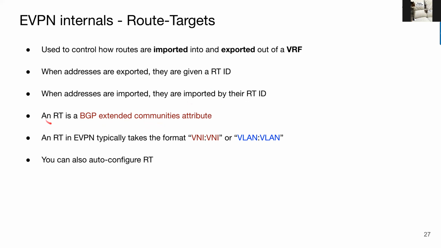All right, so yes, the route target is in that extended communities attribute, which you may or may not remember from the previous slide. And the route target will typically take the format of the VNI colon VNI or VLAN colon VLAN. It can be whatever you want it to be. You can also auto configure the route target, but we don't typically recommend auto configuring anything. In multi-homing, we might auto configure the LACP ID, but you'll see why when we get to multi-homing.